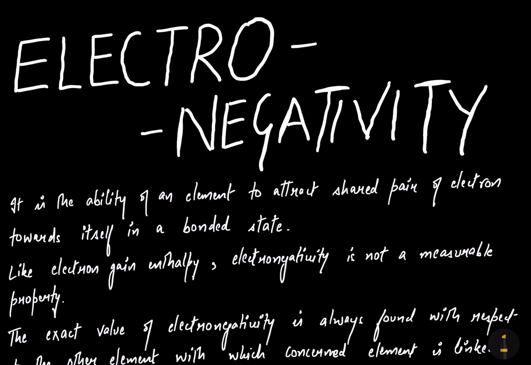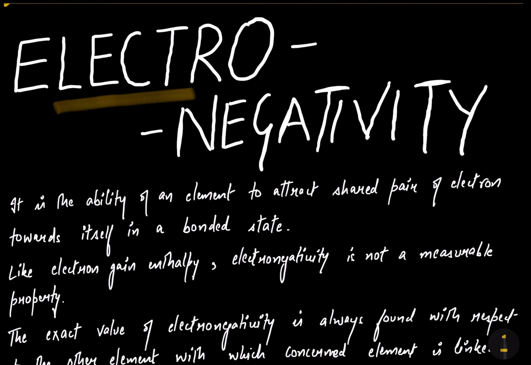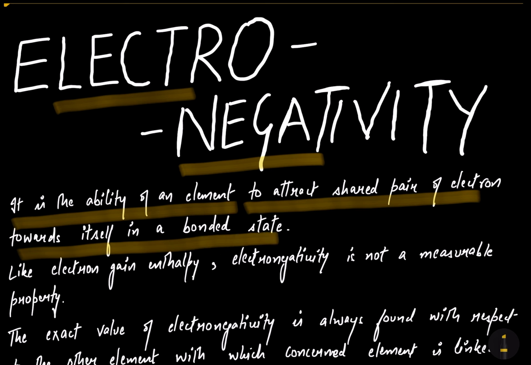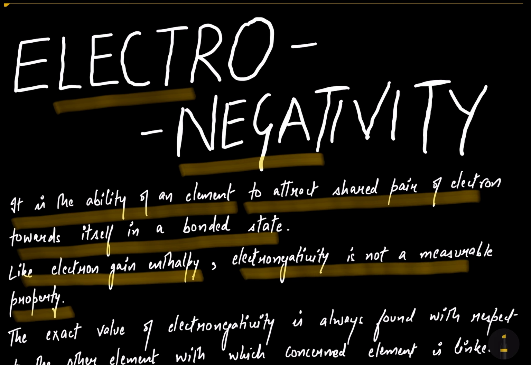My dear students, today's topic for the lecture is electronegativity. What is this property? It is the ability of an element to attract the shared pair of electrons towards itself in a bonded state. Whenever two elements form a chemical bond, one of the two has the higher electronegativity, due to which that element will attract the shared pair of electrons towards itself, and that's the property called electronegativity. Now, like electron gain enthalpy, electronegativity is not a measurable property.